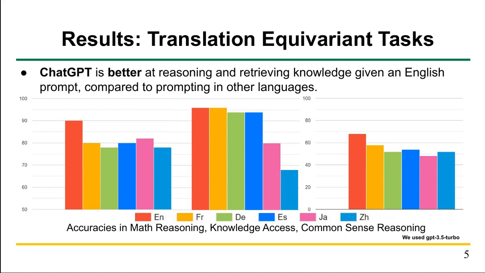We tested ChatGPT on three translation equivariant problems: math reasoning, knowledge access, and common sense reasoning. Looking at the results on this slide, we can see that ChatGPT does best in problems like math and common sense reasoning when the questions are in English. It is about 10% more accurate in English than in other languages. These results provide strong evidence that ChatGPT is better able to reason and retrieve knowledge given an English prompt compared to equivalent prompting in other languages.